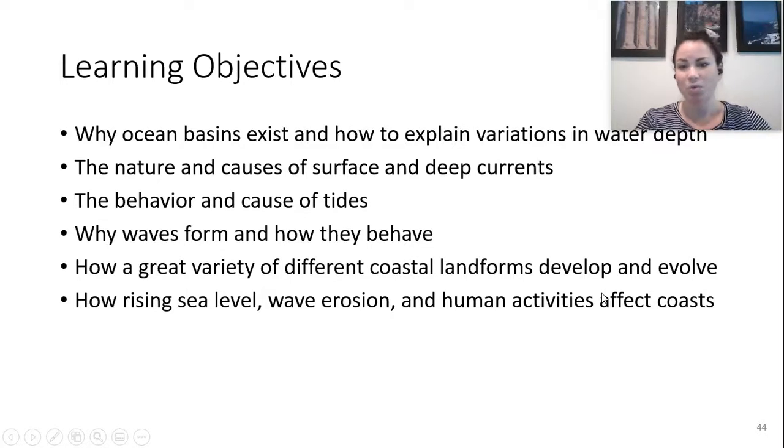Okay, so we just went through quite a bit of information about the oceans. First we talked about why ocean basins exist and how to explain variations in water depth, which is called bathymetry. We talked about the nature and causes of surface and deep currents. We talked about tides and the behavior of tides. We talked about why waves form and how they behave, and how a great variety of different coastal landforms develop and evolve. We've also touched on depositional environments and systems in previous lectures. And we touched briefly on how sea level rises, how that affects erosion, and how that impacts our coastlines. We're going to talk more about sea level rise during the climate change lecture near the end of the semester.